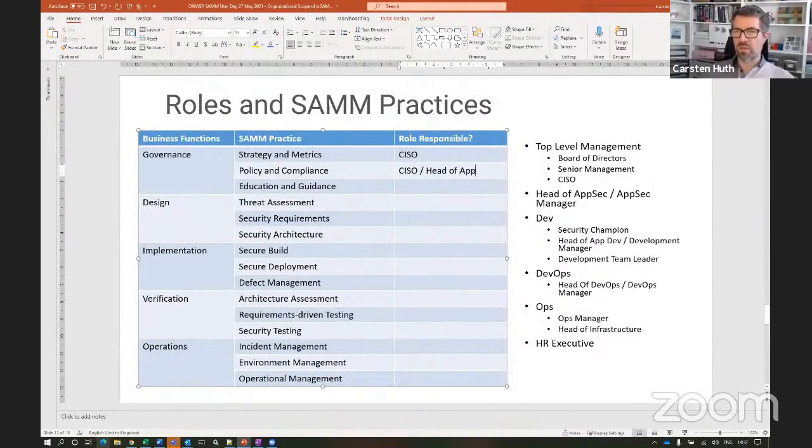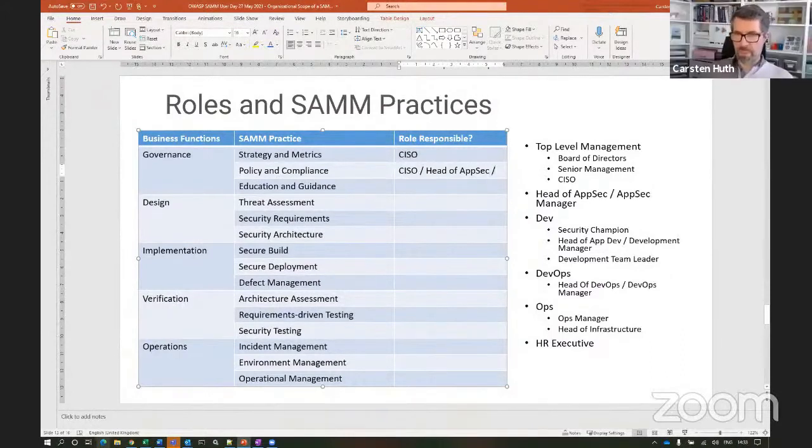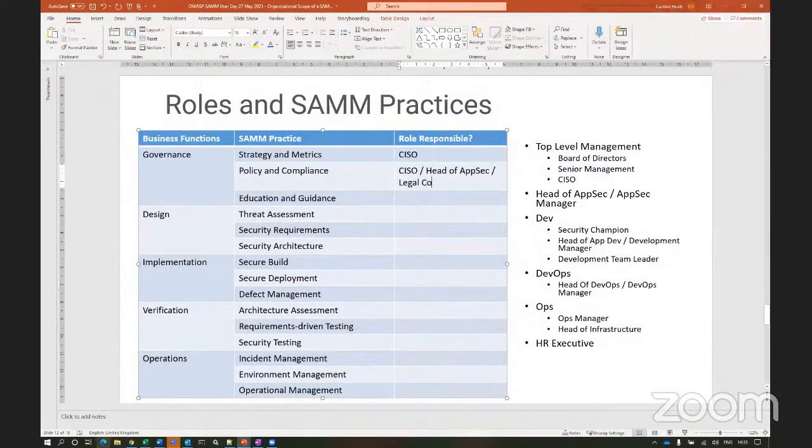If I may weigh in, for most of these practices I would indeed foresee a RACI matrix more than a single responsible. Especially you have the responsible CISO and the head of AppSec, but if your company is big enough to have a legal counsel, they would also be in there. And I don't see this in your role description.